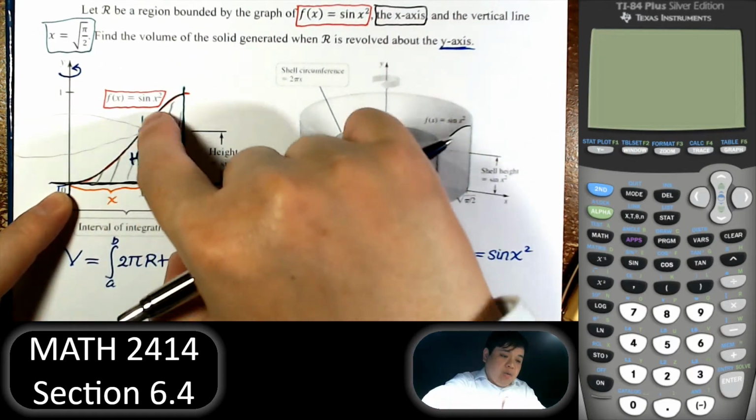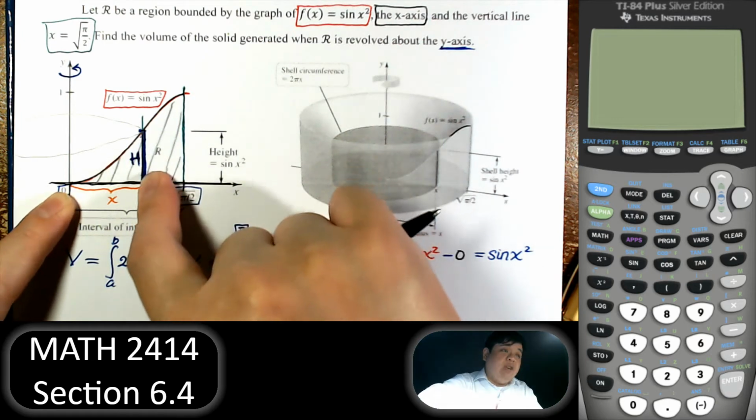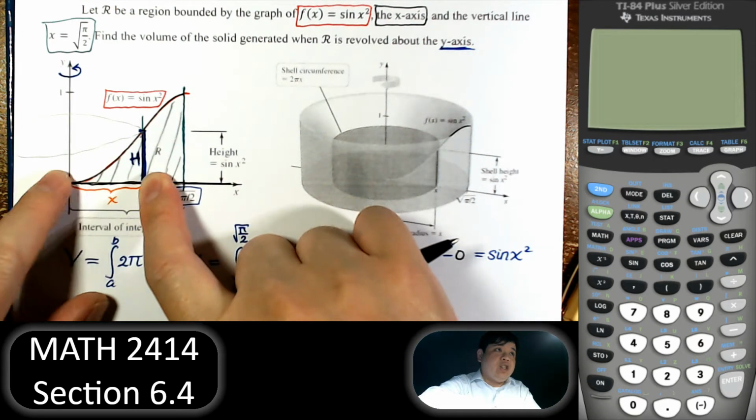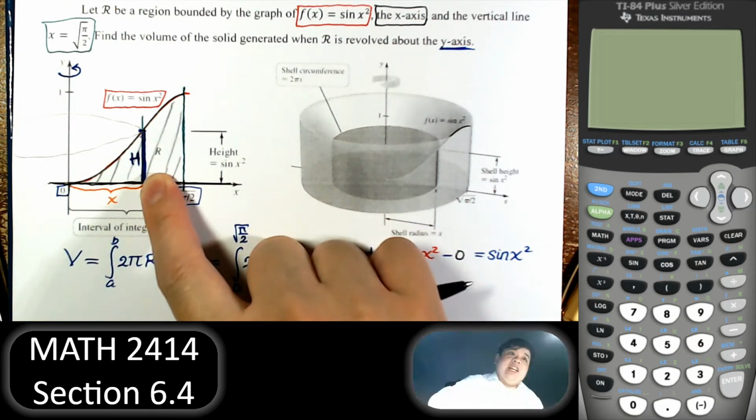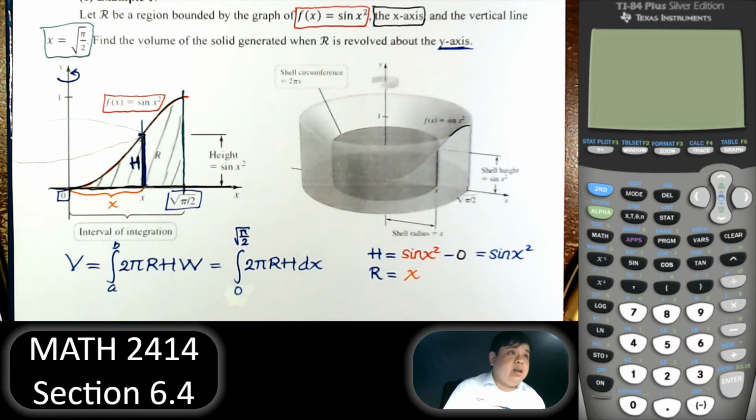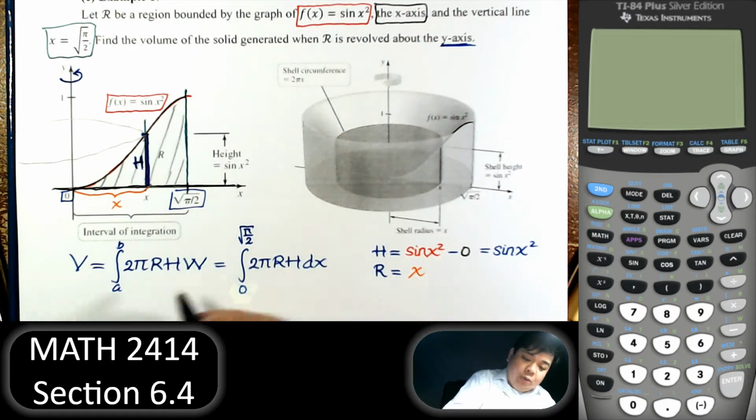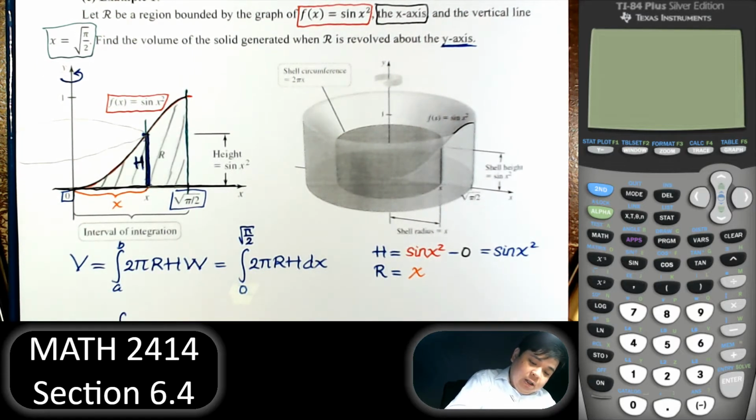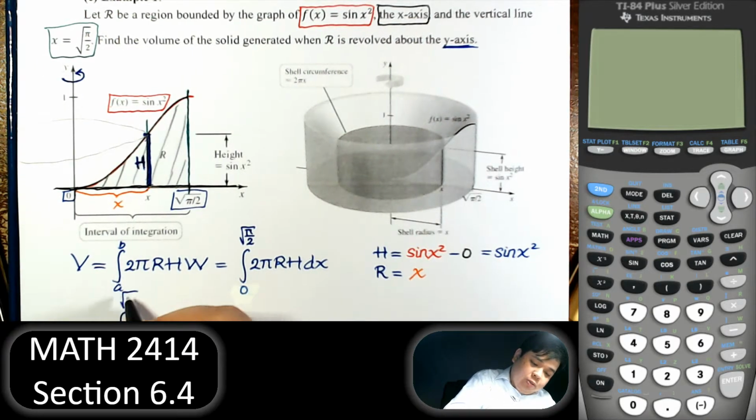So just draw a line. That will be the height. Whatever the distance from that to the axis of rotation, that will be the radius. It might not be x. Sometimes it could be something else. Anyway, we put everything in here: 0 to square root of pi over 2.